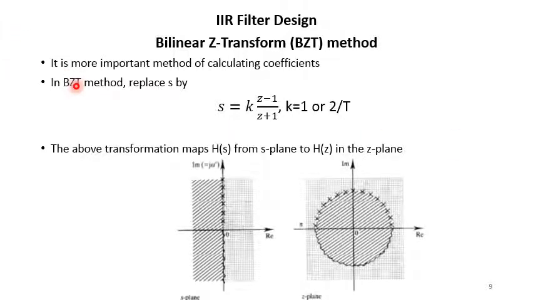Another important method for finding the coefficients for digital filters is called the bilinear Z-transform method. This method maps H(s) from the s-plane into the H(z) plane. So the two planes are drawn here. This is the H(s) plane. On the x-axis we have the real variable, whereas on the y-axis we have the imaginary variable, similar to what we have for the z-transform.